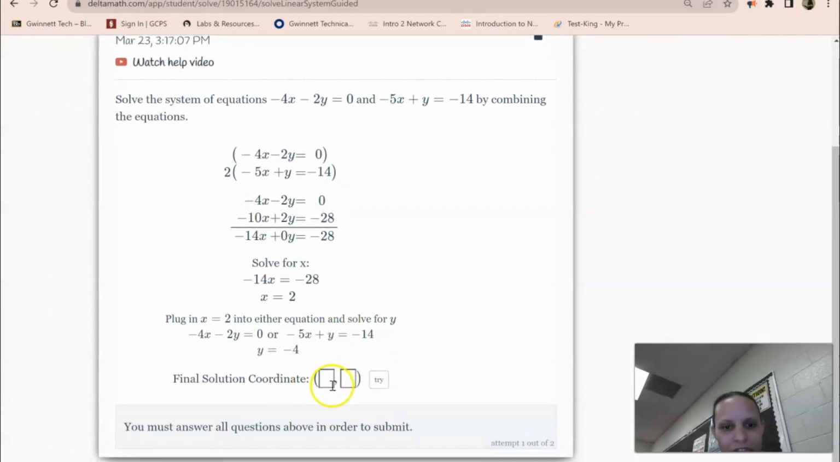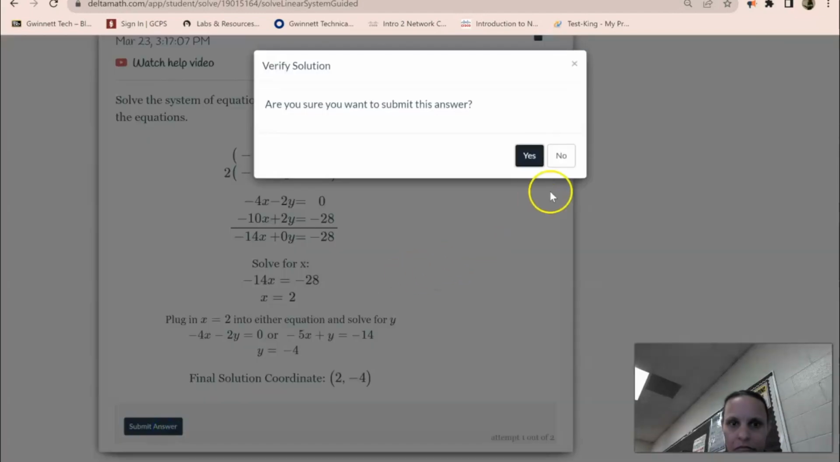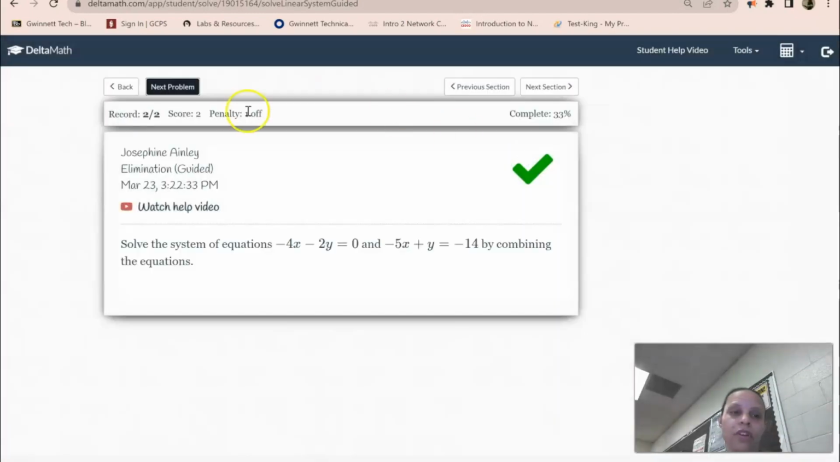All right, so what's my final coordinate? X and then y. So x is equal to 2, y is equal to negative 4. Try, submit. Yes, I'm sure. Perfect.